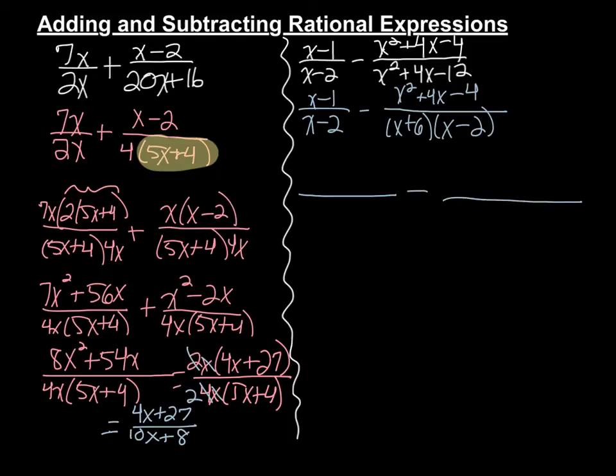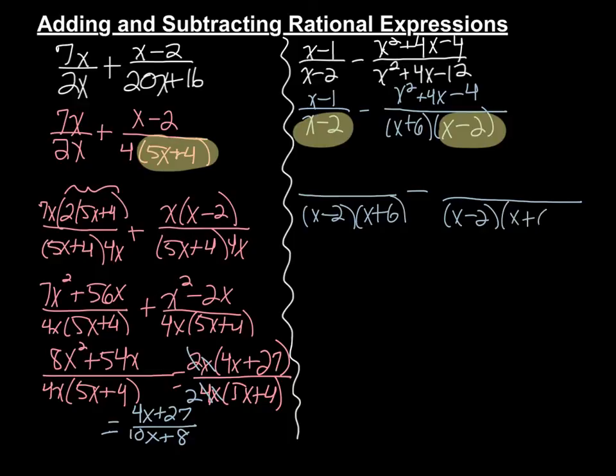Now looking at our two denominators, I need to come up with a common denominator to rewrite these fractions. Now they both have an x minus 2, so I can represent that once in my new denominator. But then I also need to represent the x plus 6. Now in the first fraction, to get my new denominator, I multiplied by x plus 6. So I also need to do that in the numerator. So I multiply the numerator by x plus 6.